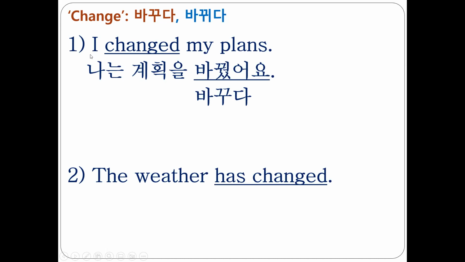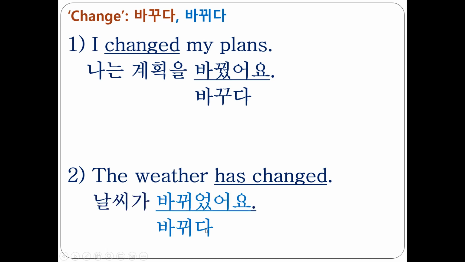As in sentence number one, when change takes an object, like my plans in this sentence, then we use 바꾸다. 나는 계획을 바꿨어요. But as in sentence number two, when change doesn't take an object, in this case we use 바뀌다. So it should be said in Korean, 날씨가 바뀌었어요.